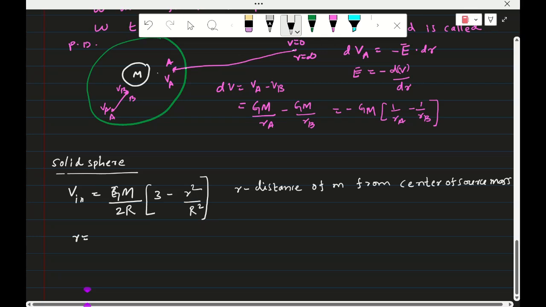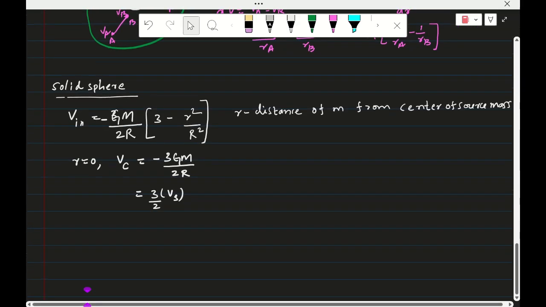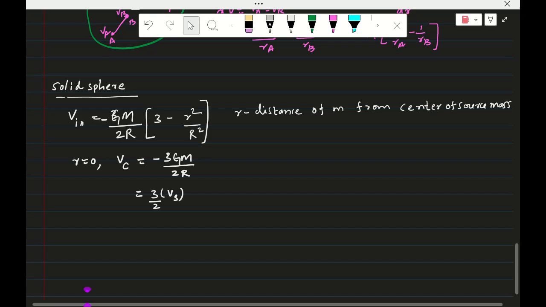Now where r is equal to 0, that is at the center, the potential at the center is equal to minus 3 Gm by 2R. So that is equal to 3 by 2 times the V on the surface. Potential at the center means taking the particle to the center of the source mass is difficult. Potential is nothing but work done. Their field is 0, force is 0 at the center.